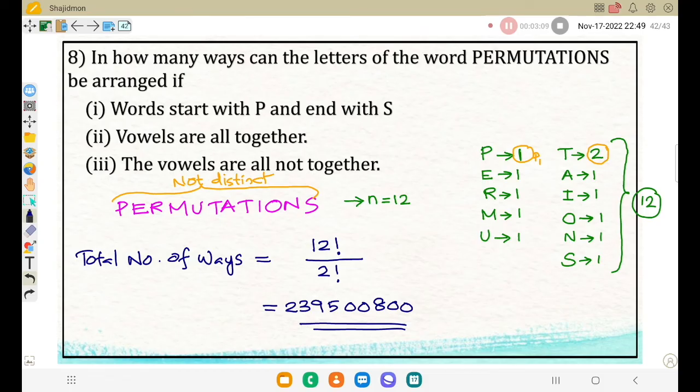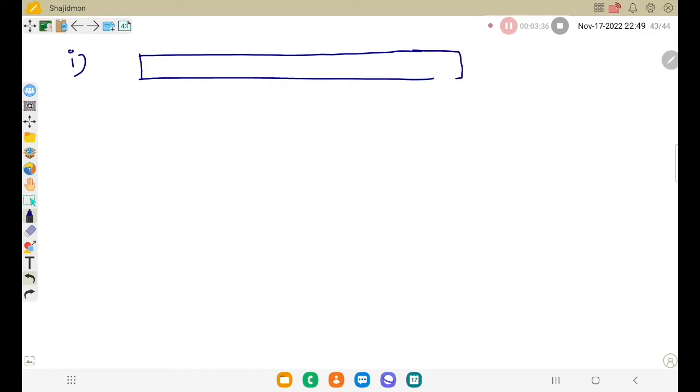Okay. Now, what is the first part of the question? We will go to the first part of the question. Words start with the P letter. Words should start with the P letter and end with S letter. So I will answer here the first part. Just putting a box like this for your understanding. Okay. Word should start with one letter, end with another letter.